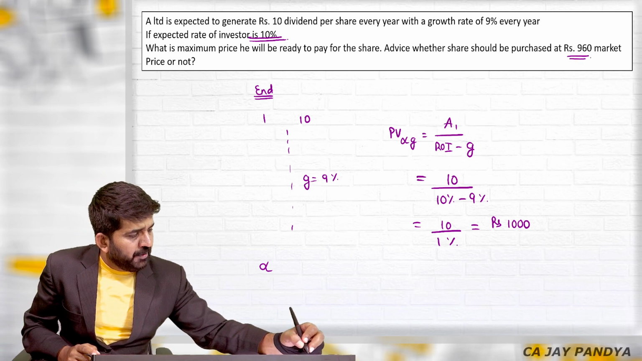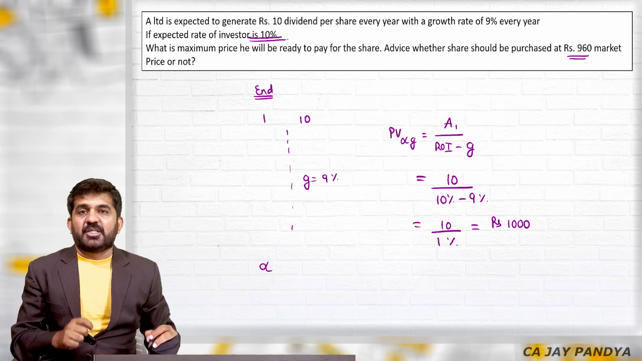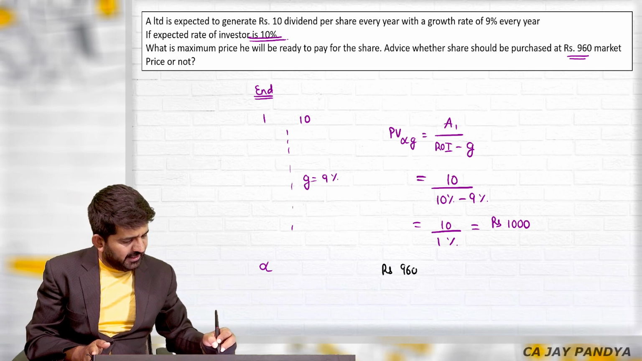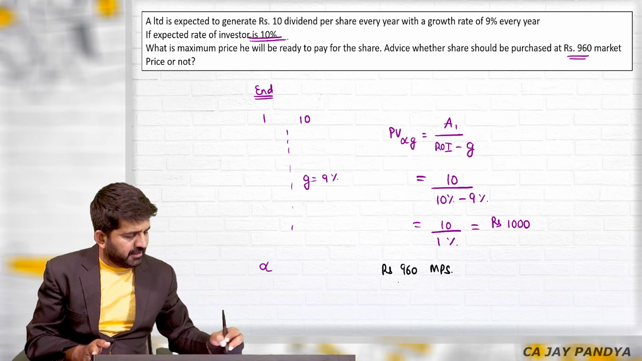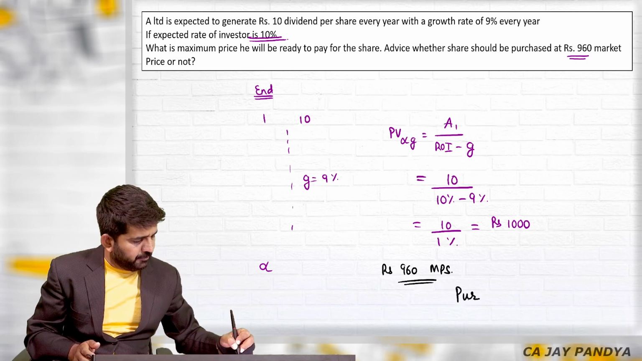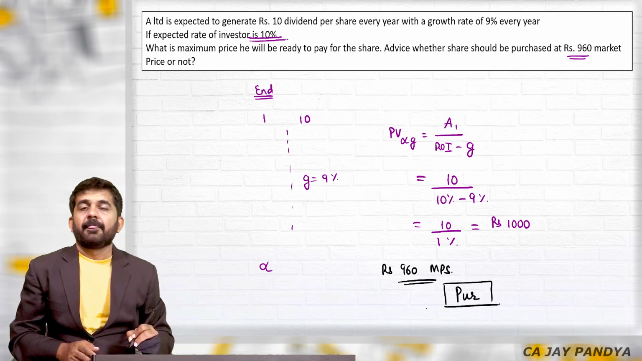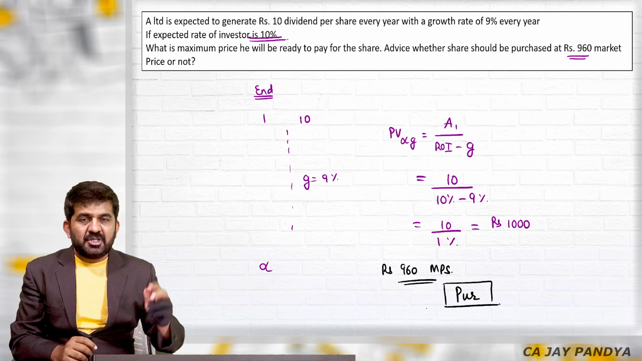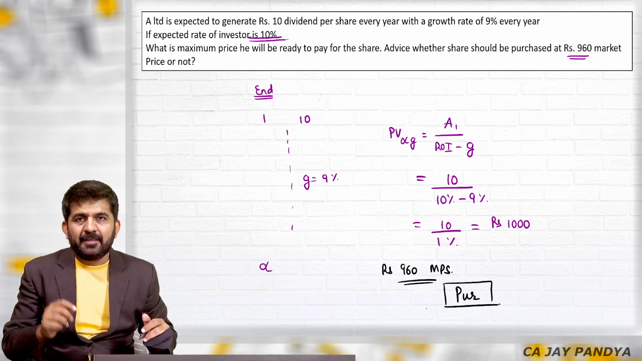At rupees 960 market price, whether we should purchase the share or not. Rupees 960 is the market price of the share. Market as undervalued, I will purchase the share. As per me, the share should be of 1000. Jeans should be of 2000.